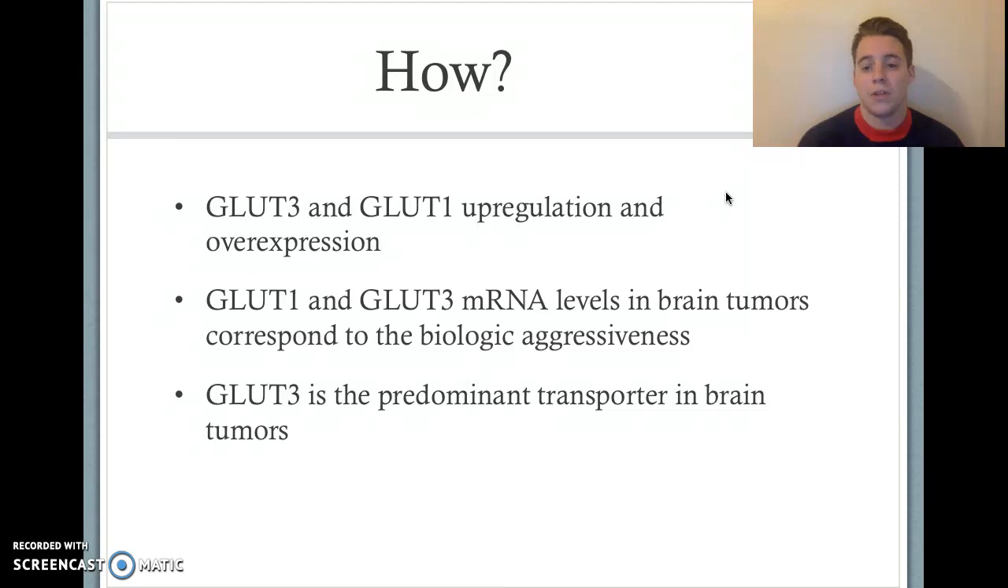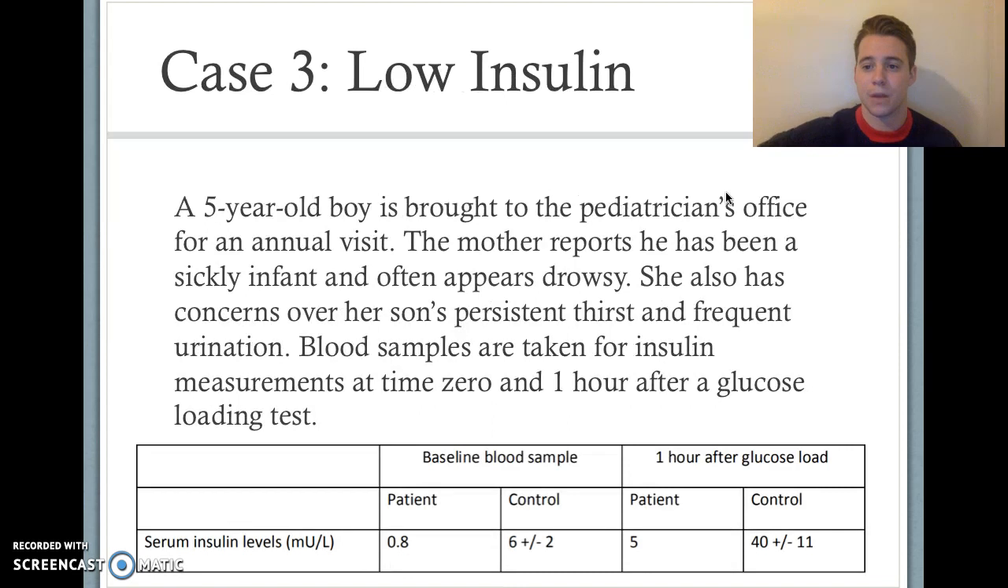But what the research does show is that in glioblastomas, it is predominantly glucose transporter 3 that is being upregulated, and they were doing immunorepressive tagging and stuff like that that figured that out.